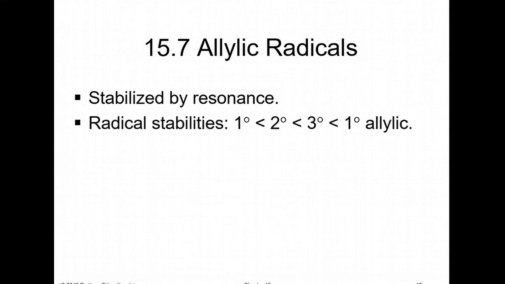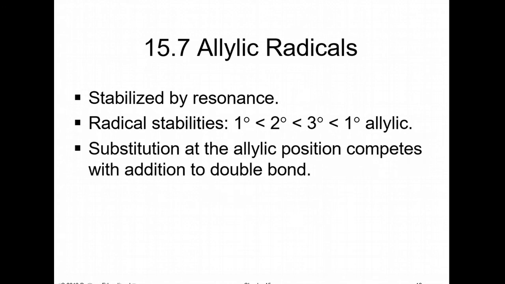Okay, radical stability is just like what we've seen. Primary is less stable than secondary, less stable than tertiary, and then you've got your allylics, which are more stable than your tertiary because of resonance. The substitution at the allylic position competes with the addition to a double bond. That is kind of the difference here: if you're doing a reaction, you might have a reaction at the double bond rather than at the radical. But usually it does happen at the radical.